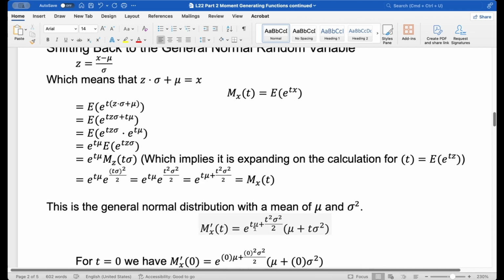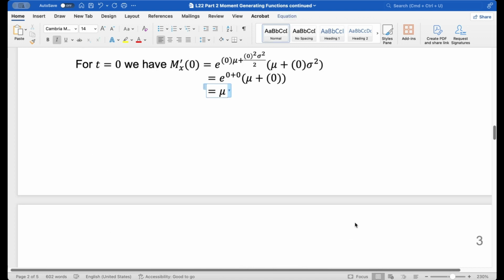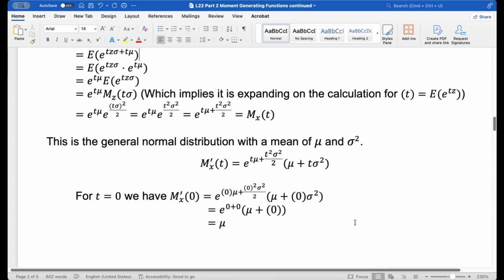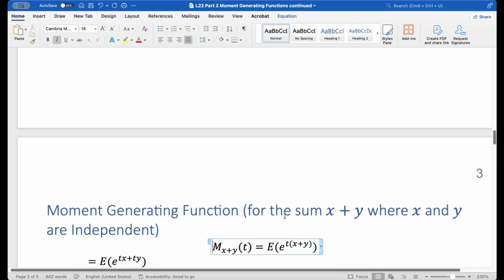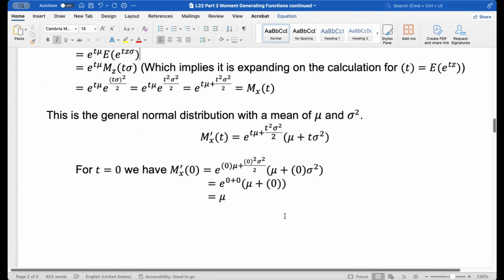Which is mu plus 2t sigma squared over 2. The 2's cancel out. It's mu plus t sigma squared. Plugging in t is 0 here, we're going to get e to the 0, which is 1. We're going to get mu plus 0. So the whole thing is just mu, as expected. And then you could do the second derivative here to get the variance.